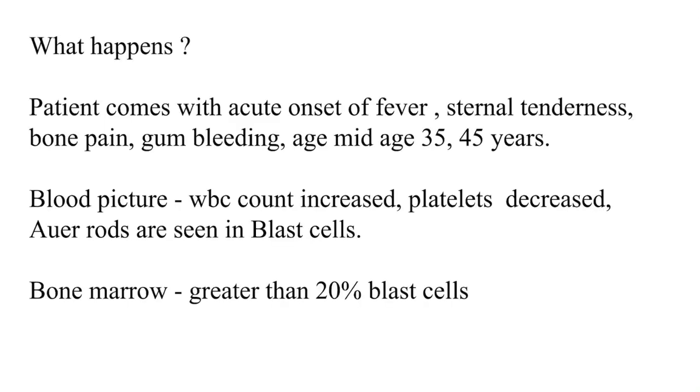Acute myeloid leukemia. So what happens? The patient is of middle age. So in AML, the M, remember it with middle age. A middle-aged man comes to you with an acute onset of fever, gum bleeding and bone pain or sternal pain. And the blood picture shows WBC count increased and platelet counts decreased. And the bone marrow has greater than 20% of the blasts.